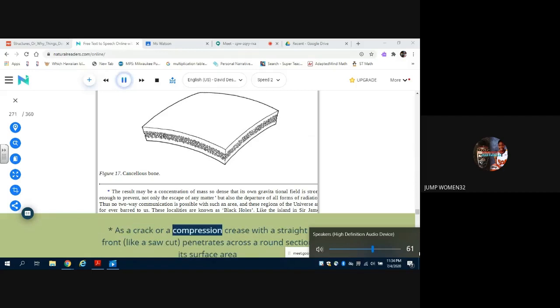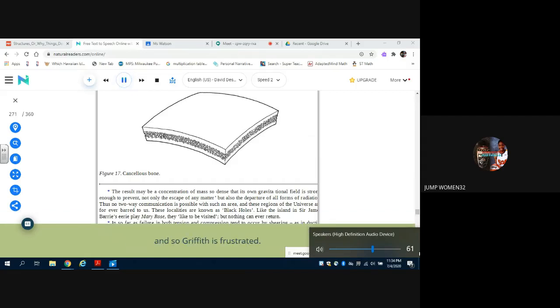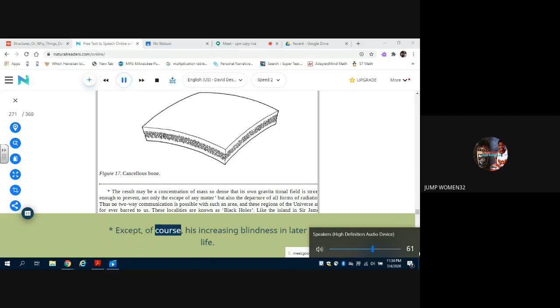Asterisk. As a crack or a compression crease with a straight front, like a saw cut, penetrates across a round section, its surface area may increase more rapidly than the rate of release of strain energy from the material behind it. And so Griffith is frustrated. Asterisk. Pronounced Euler. Asterisk. Except, of course, his increasing blindness in later life. Asterisk. Several modern proofs of Euler's formula are to be found in the textbooks. See, for instance, The Mechanical Properties of Matter by Sir Alan Cottrell.